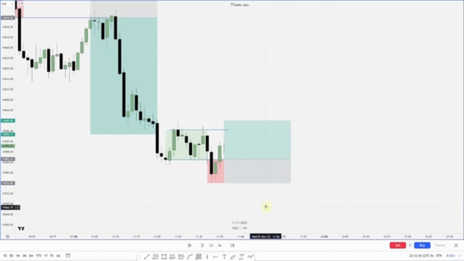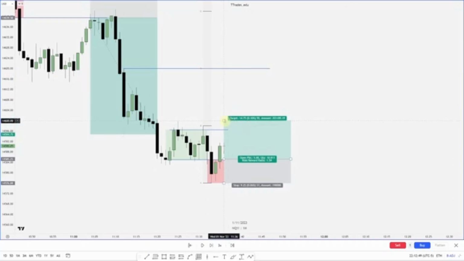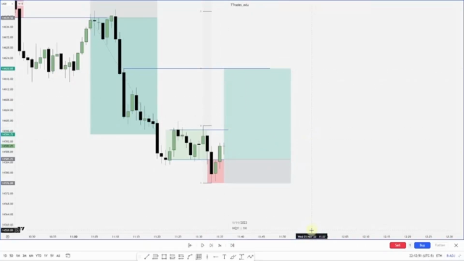And then where can we get a target? Well, we have an aggressive move down here with an imbalance. So if we go ahead and project this manipulation leg out, we have this -1 right here that lines up perfectly with the start of this fair value gap. So we'll go ahead and target that.